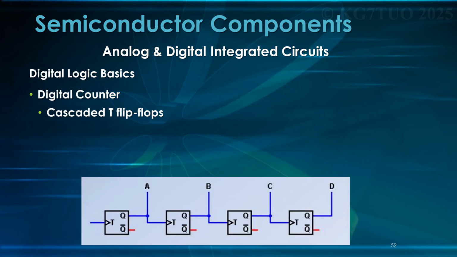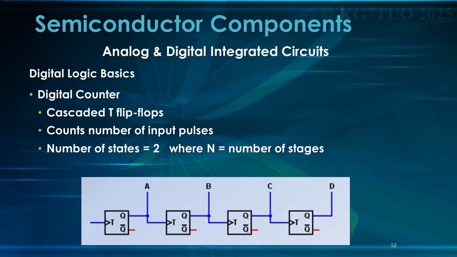Digital counter, cascaded T flip-flops, do the same. Counts the number of input pulses. Number of states is 2 to the N, where N equals the number of stages. Nothing yellow, and this you can forget. You will never see it. Oh, but yes, you might. That question, because I don't think I've seen a test that didn't have that question.